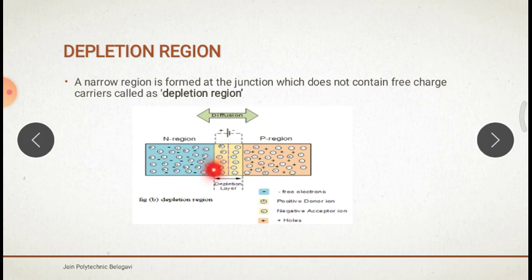When this layer is formed at the junction, from then on it does not allow these electrons to recombine with the holes. It acts as a potential barrier, like a wall. These electrons will not go towards the P region to recombine with the holes, because the positive ion layer and negative ion layer do not allow them to pass through. So it acts like a wall-like structure, that is, it is not allowing them to pass.